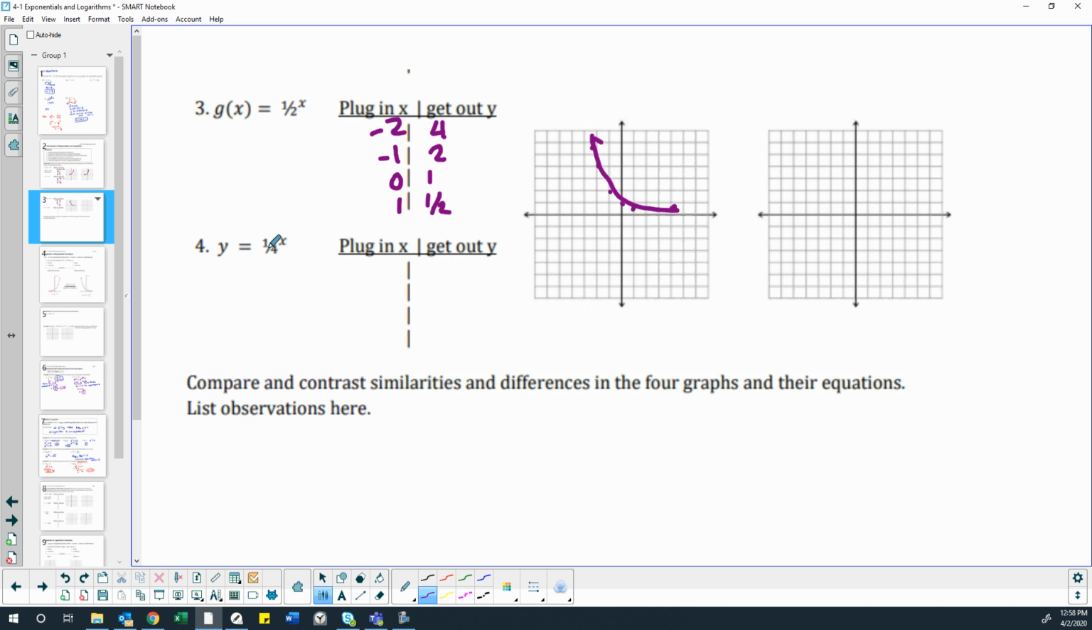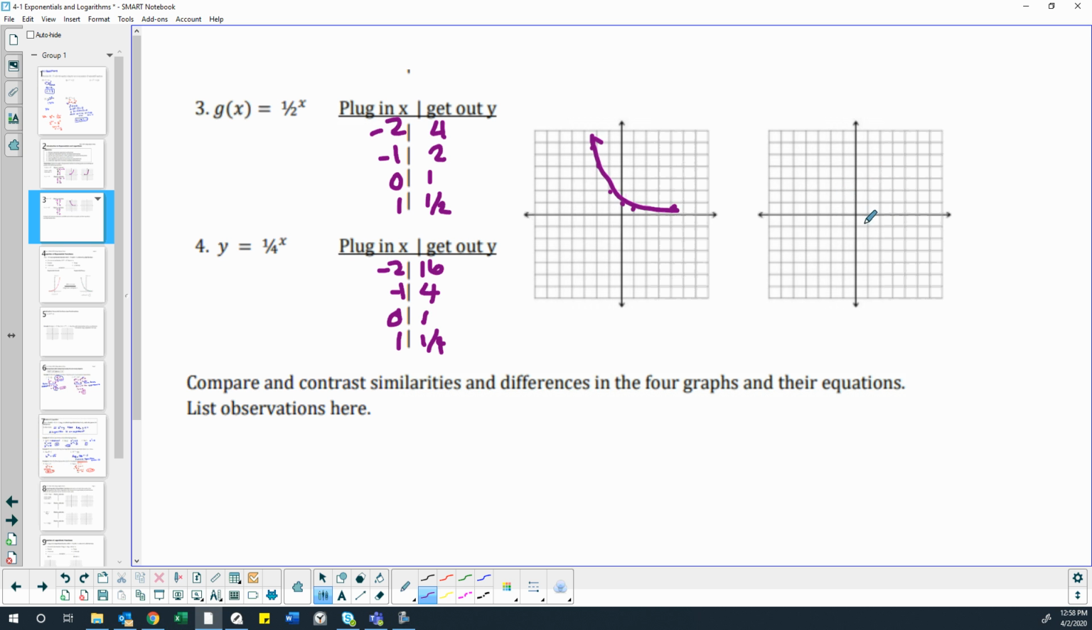All right, the last one has a 1/4 base. I'm going to plug in those same numbers again. So 1/4 to the negative 2, flips that over and then squares it. So 16, and then 4. 1/4 to the 0 is 1, and 1/4 to the 1 is 1/4.